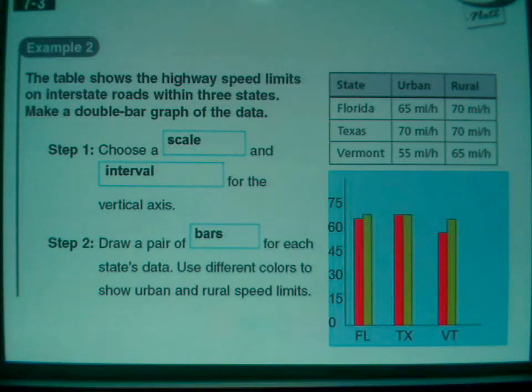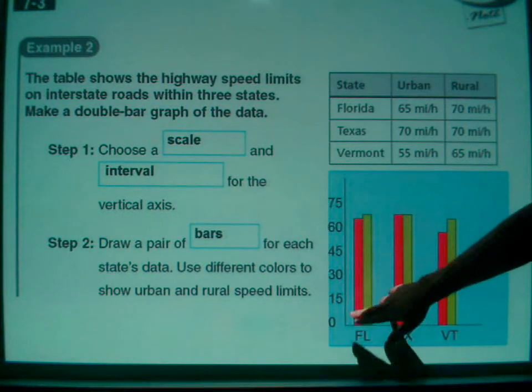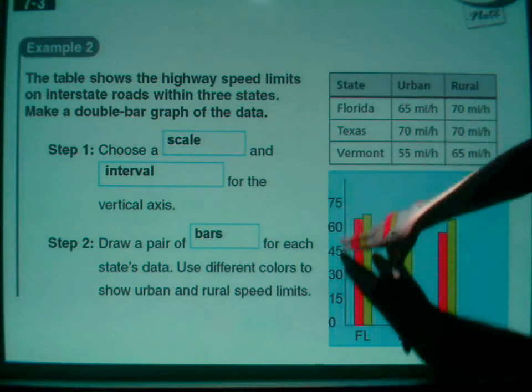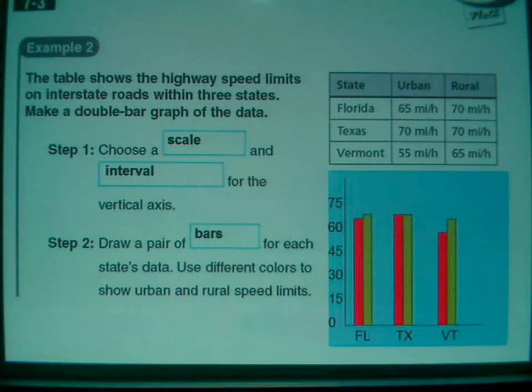Number 2, the table shows the highway speed limits on interstate roads within 3 states. Make a double bar graph of the data. So the first step here is asking me to choose a scale and interval for the vertical axis. What they're asking us in simple terms is what number system do you want to use going up the y-axis, the one that runs up and down.